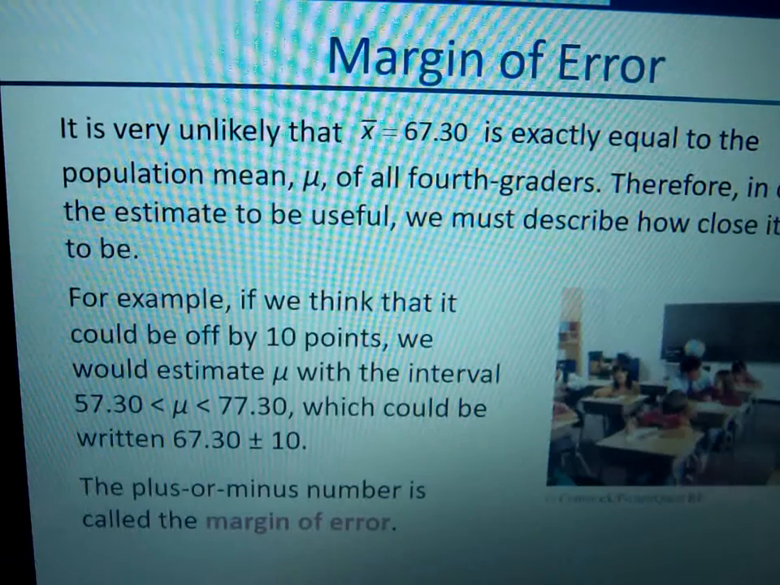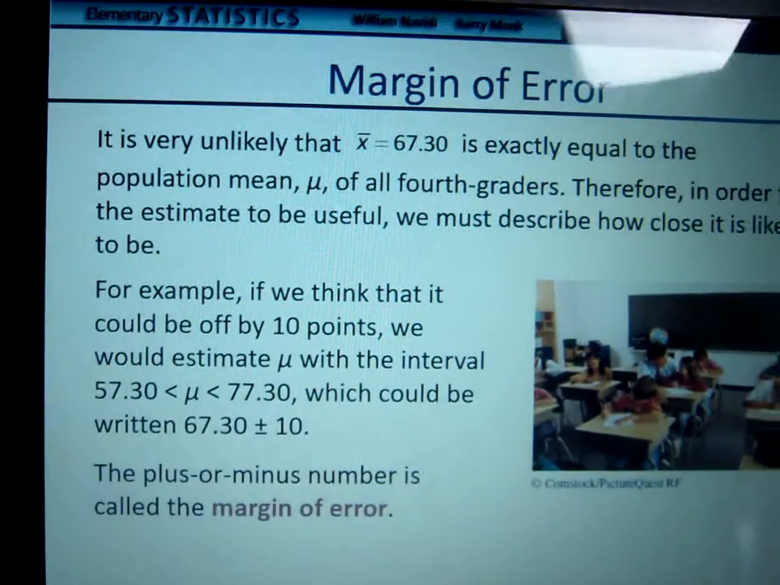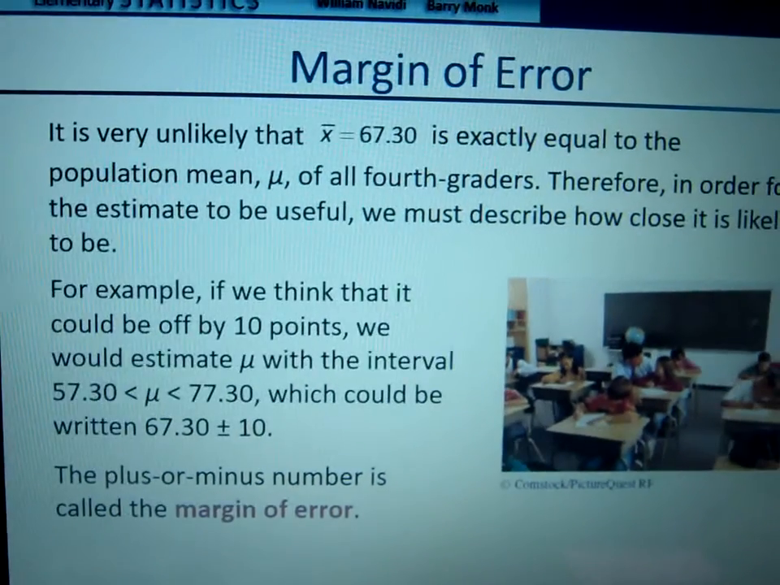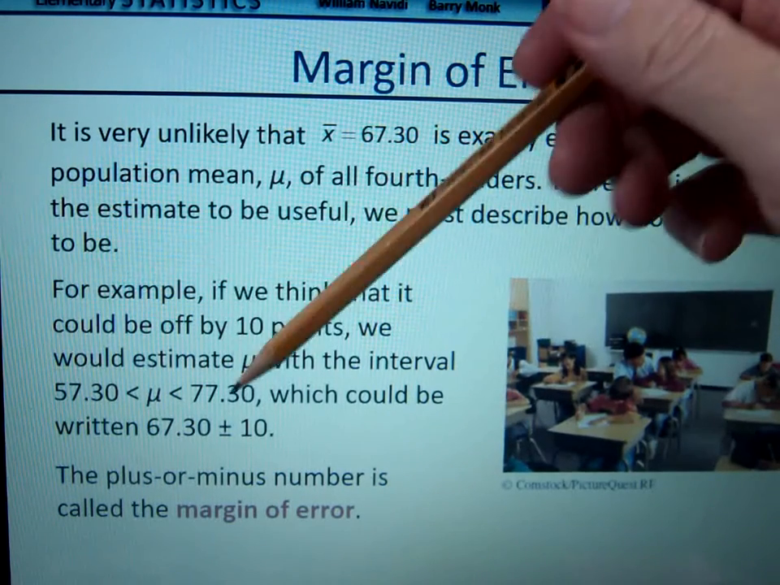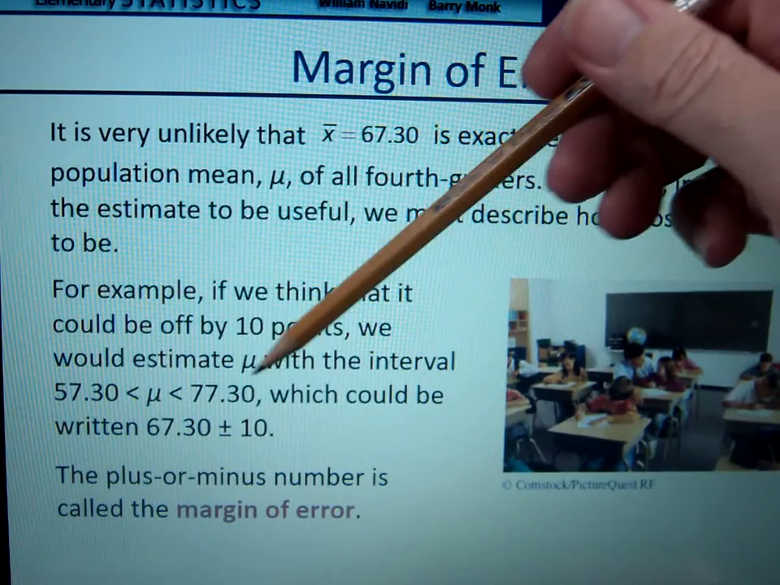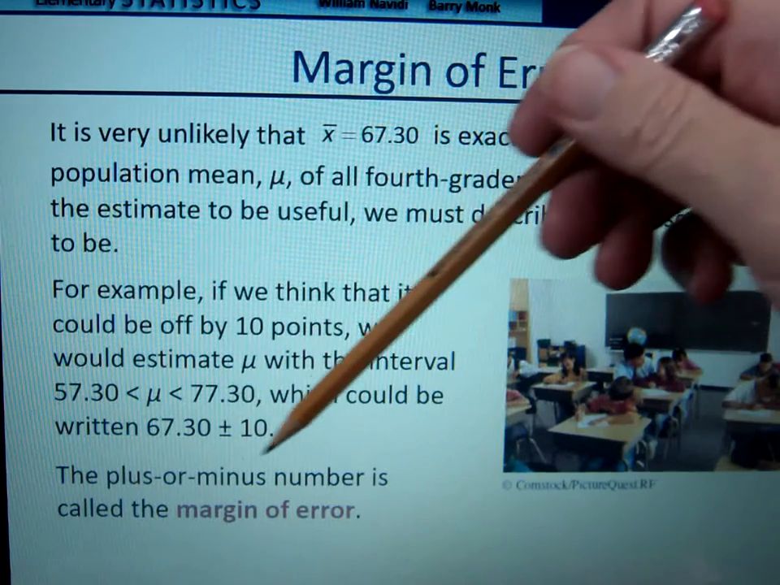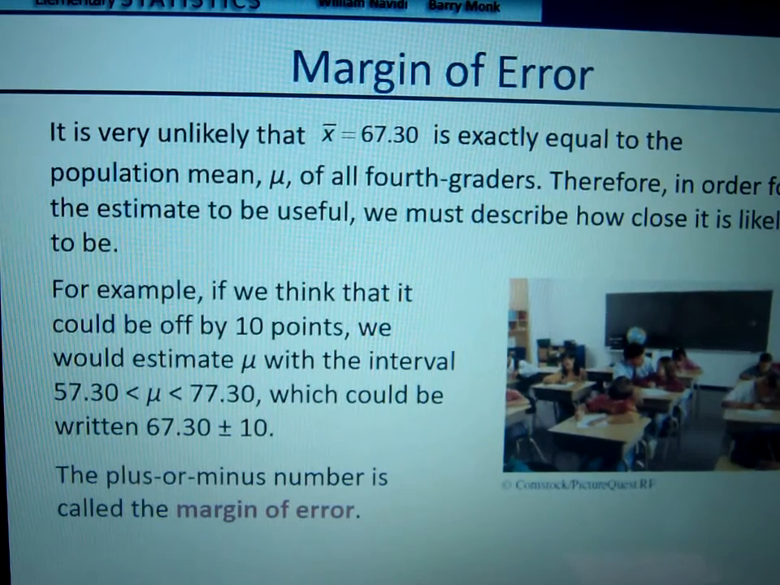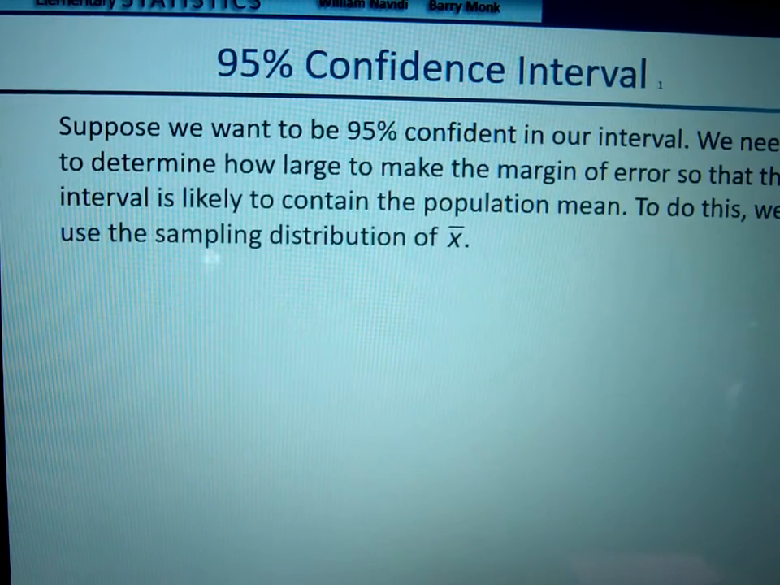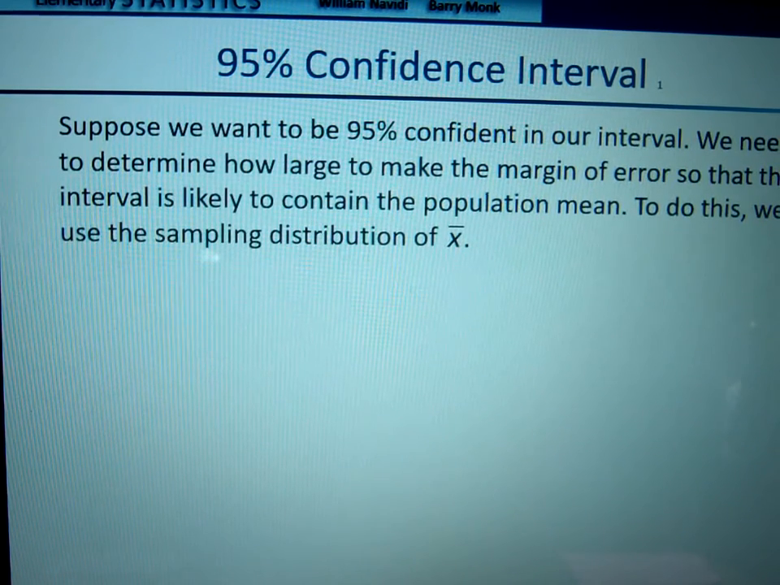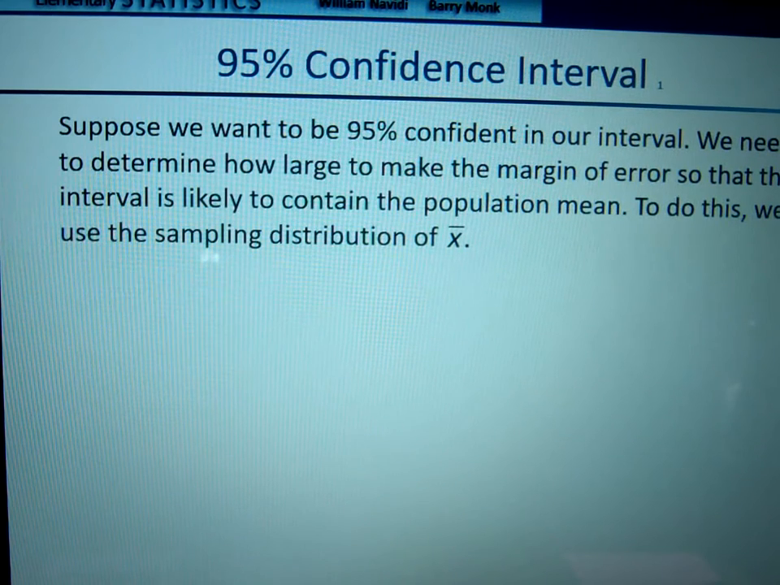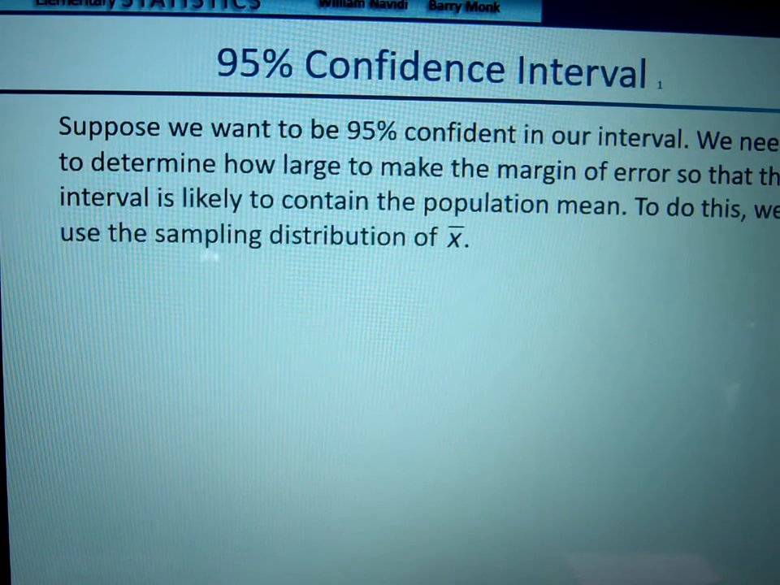Let's take a look at the plus or minus. The plus or minus part of this is your margin of error. This part right here is your margin of error. Suppose we want to be 95% confident in our interval, which is a very common confidence level to choose. We need to determine how large to make the margin of error so that the interval is likely to contain the population mean.